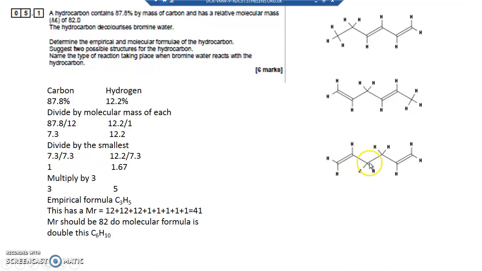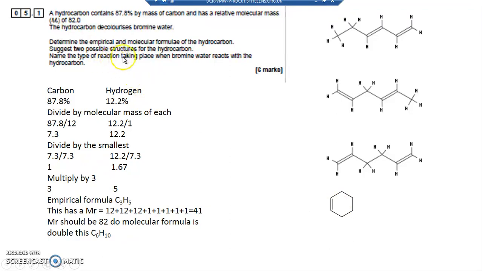You could even have hex-2,4-diene as well. So any combination where there's 2 double bonds in a chain of 6 would suffice. You could even have a cyclic compound of 6 with a double bond in there, cyclohexene.